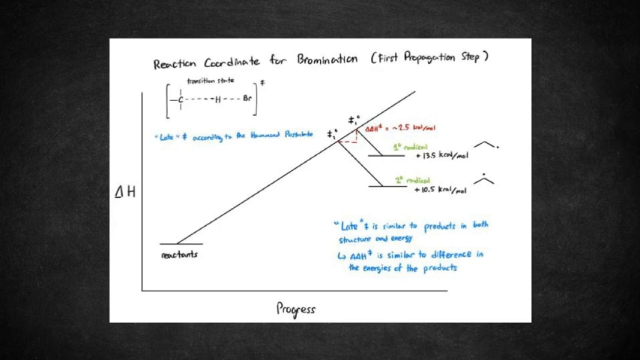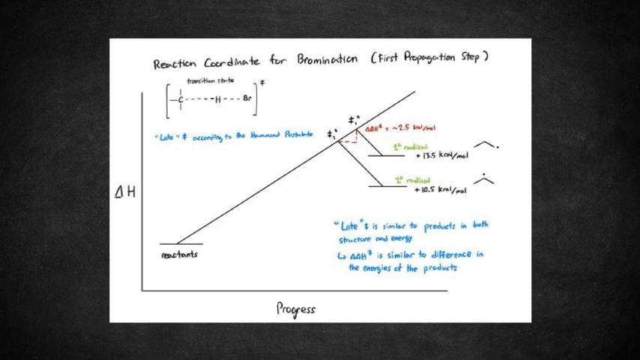For every order of magnitude change in the product ratio, the corresponding change in activation energy of the transition state is approximately 1.36 kcal per mole. For chlorination, the change in activation energy between the transition states is close to 1 kcal per mole, which corresponds to a product ratio close to 1 to 10, favoring the secondary radical product over the primary.